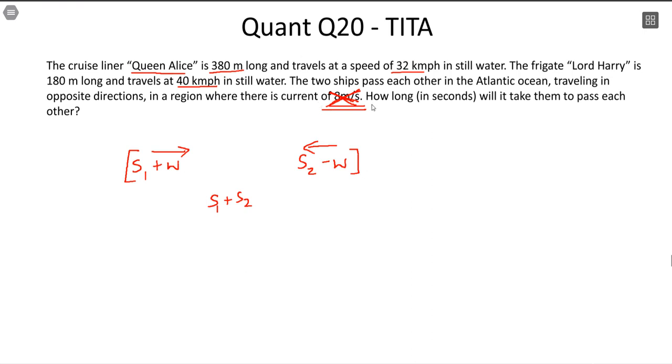So even if there was no water, whatever will be the answer, that is what we have to find. Of course, you have to take care of units along the way. So there is 380-meter long cruise liner, there is 180-meter long frigate. I don't know what this word means. Maybe I will learn after this. 380 plus 180, so the distance that has to be traveled is 560 meters. Now the speed is given as 32 and 40, or the relative speed, because they are moving towards each other, is 72 kilometers per hour.